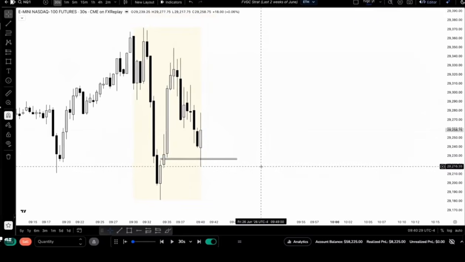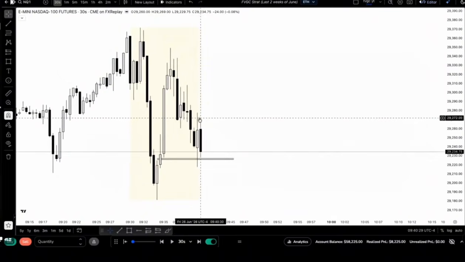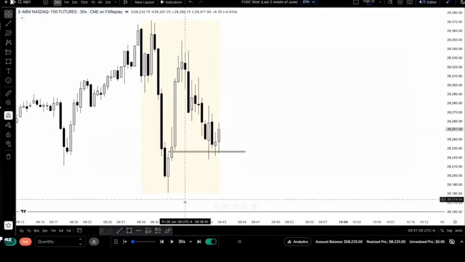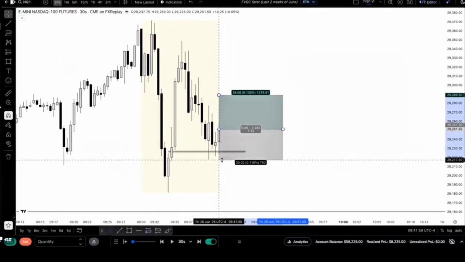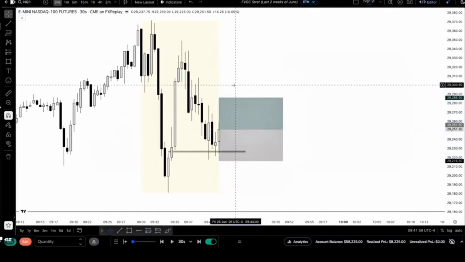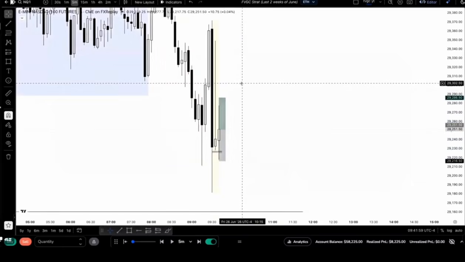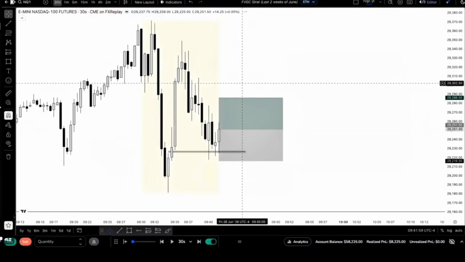We have this unfilled gap. If we can close above here. Nice. So here's our first setup. Now I'm gonna just go over and make sure everything's valid. So we have our 1-to-1, maybe something we can target. By the looks of it, absolutely nothing.